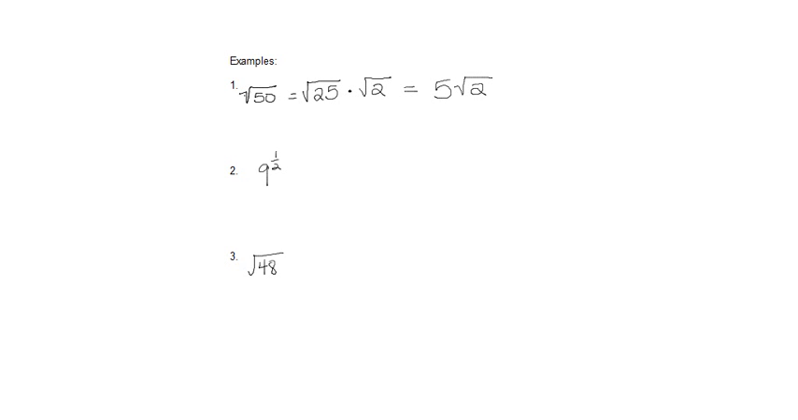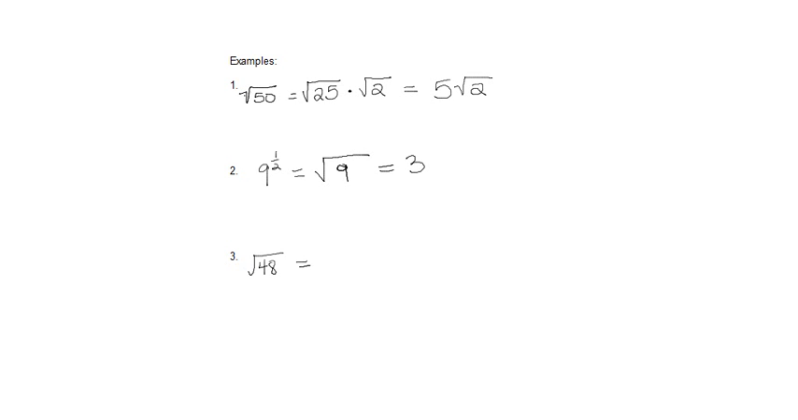Number 2, looking at a number to a fractional power. So as we showed earlier, we can write this as a radical. We know that the denominator of the exponent is going to be the root. So we're going to have the square root of 9 to the first power, because 1's in the numerator. The square root of 9 is 3.